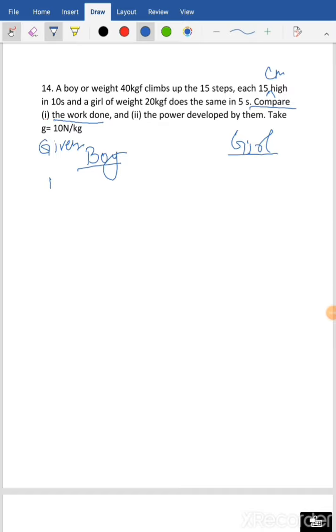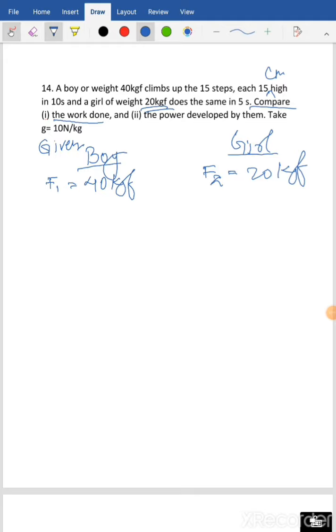So the weight of the boy, let us denote it by F1, is how much? 40 kilogram force, whereas the weight of the girl, let us denote it by F2, is how much? 20 kilogram force. So these are the two weights given here. I hope it's understood. Clear?